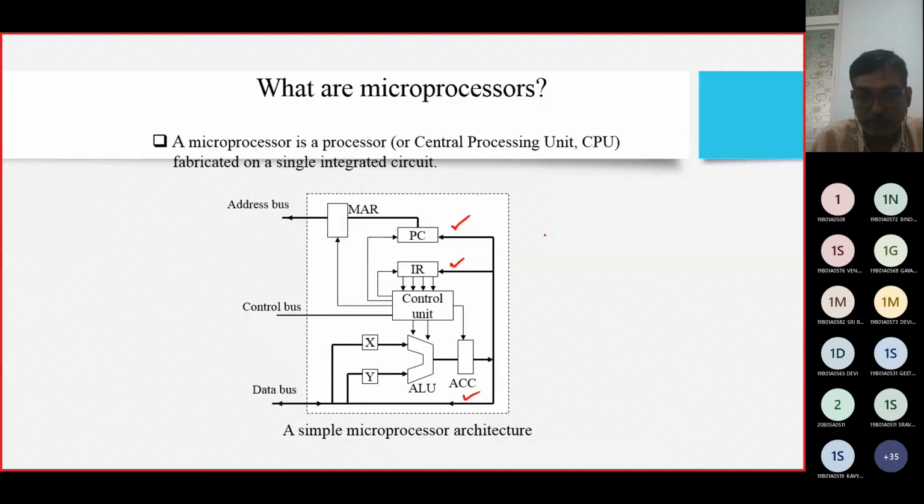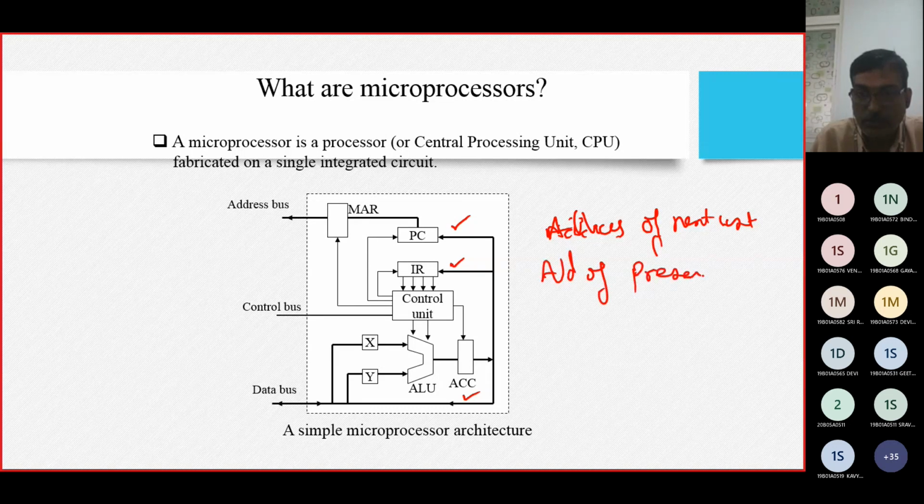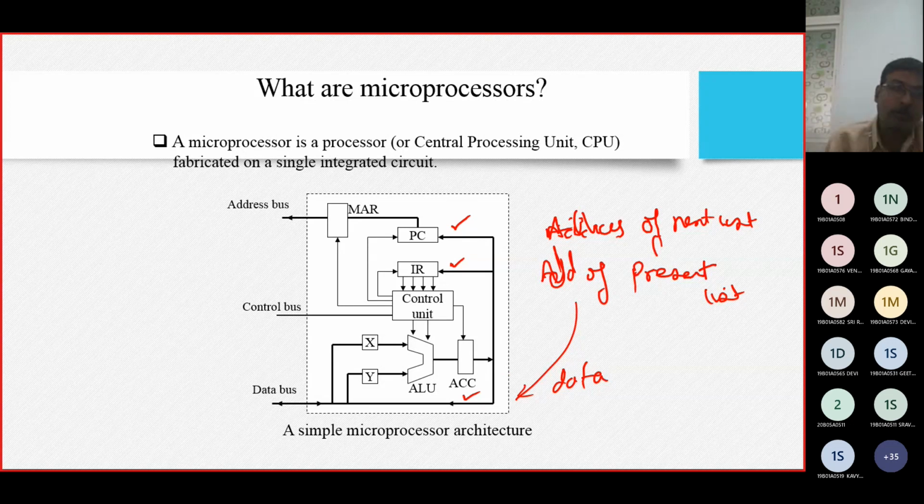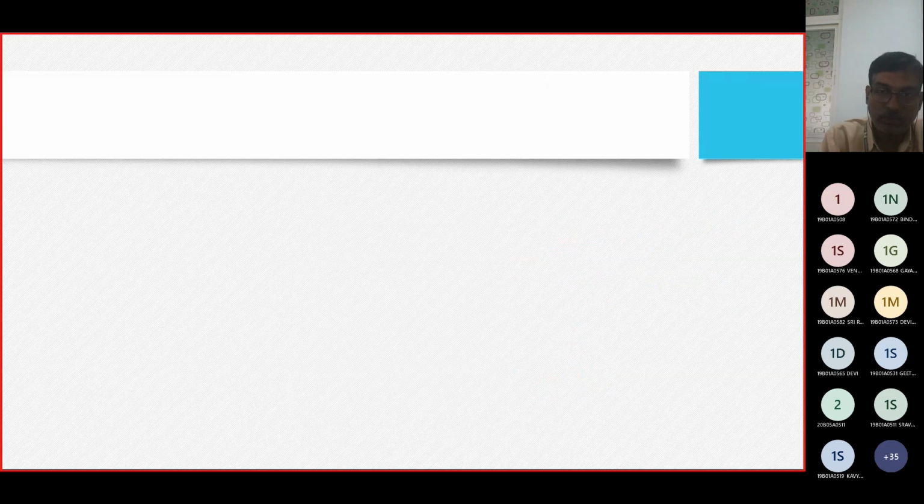So we mentioned that the program counter always holds the address of the next instruction. The instruction register holds the address of the present or current instruction, and whatever the current instruction points to, that data is going to be pushed up into the accumulator. So this was the architectural advantages of what we were talking about regarding the microprocessor, etc.